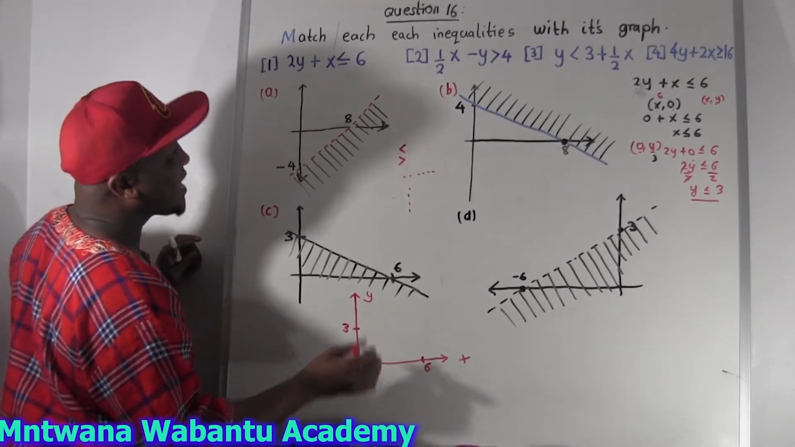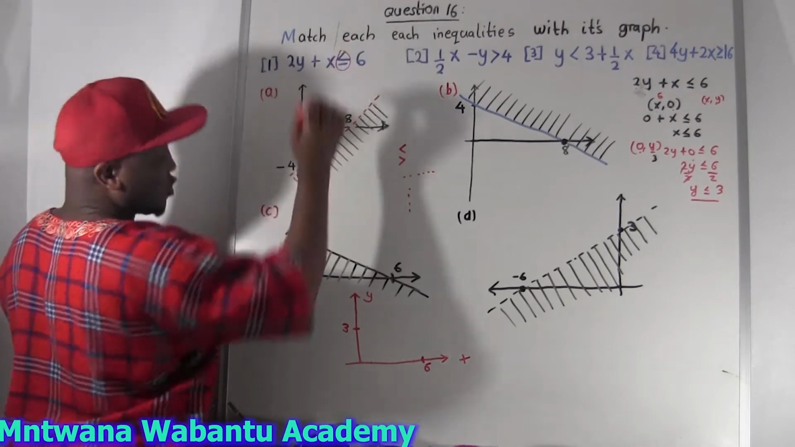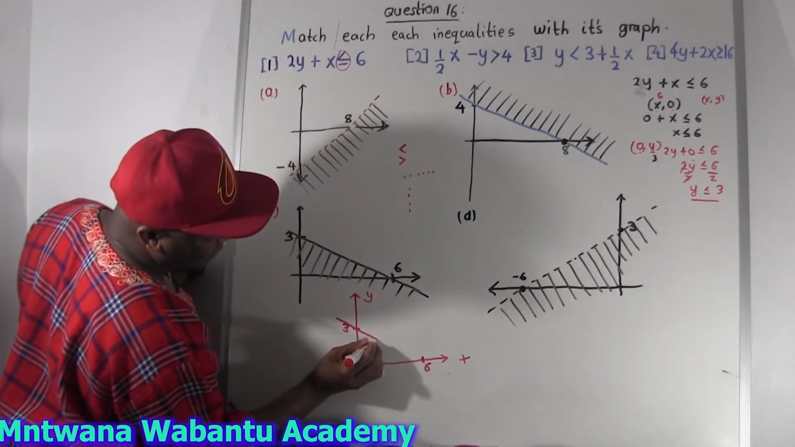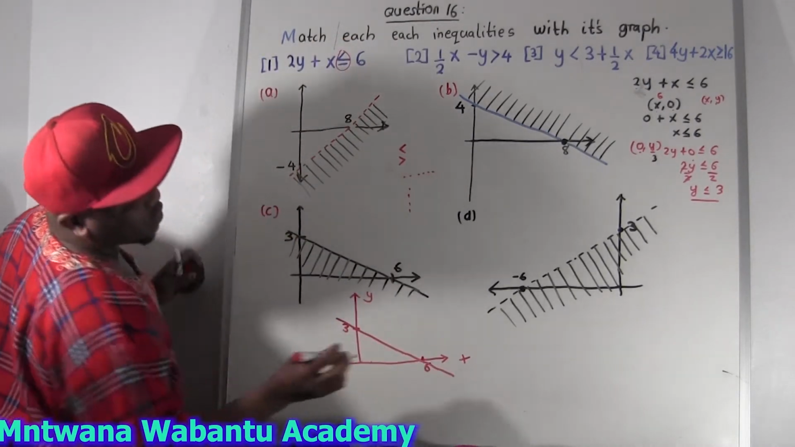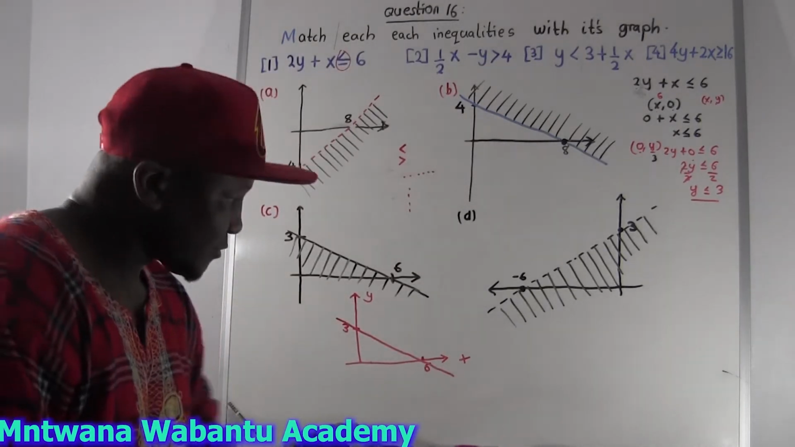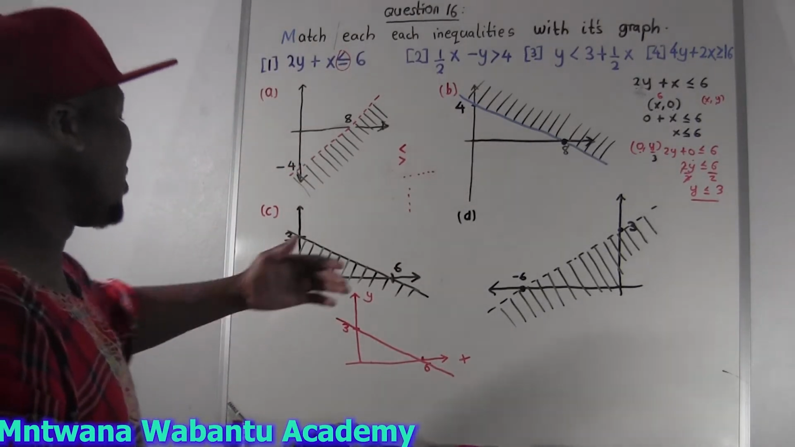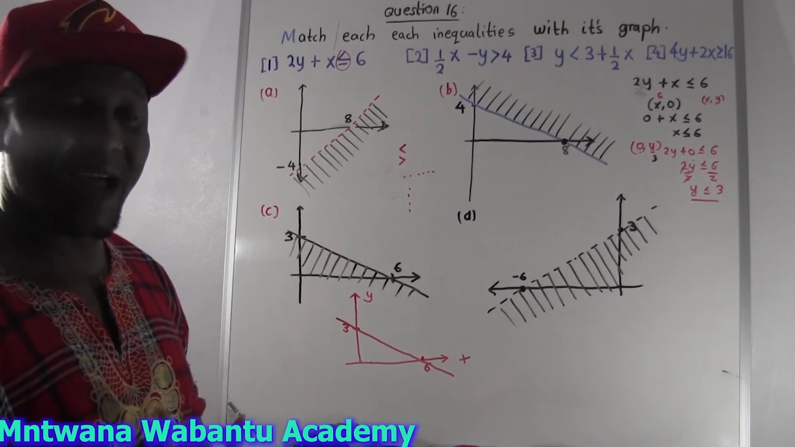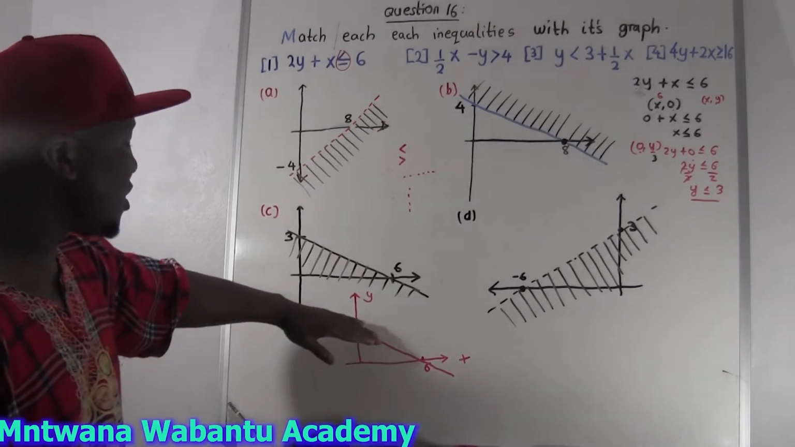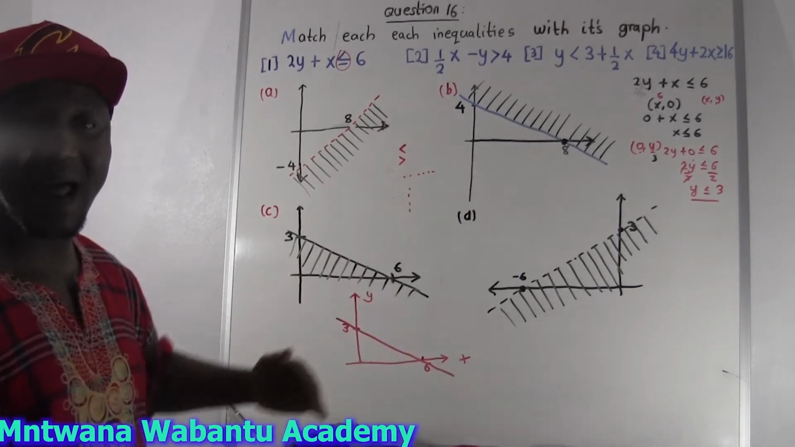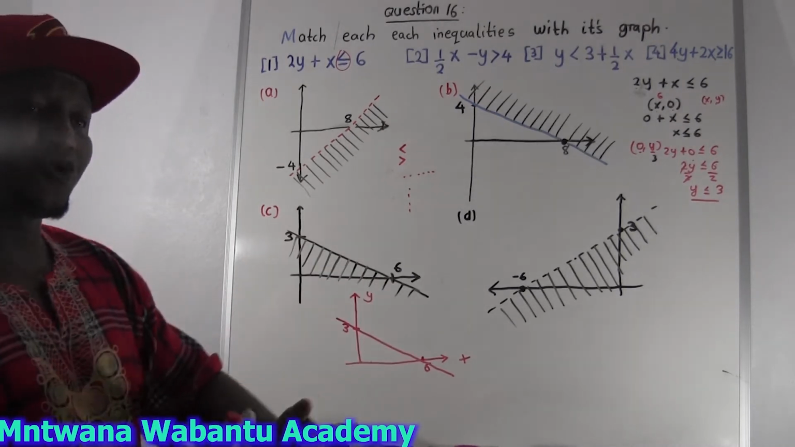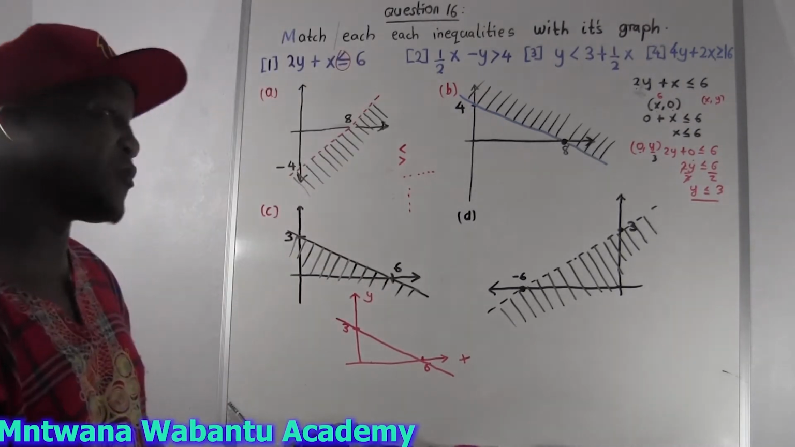You know why we use a solid line? Because this is "less than or equal to." So let's connect now. After you connect, the thing is we don't know where we're going to shade. So for you to know where to shade, you must pick a point below the line or a point above the line. Whichever gives you true, you shade that side where it's true.